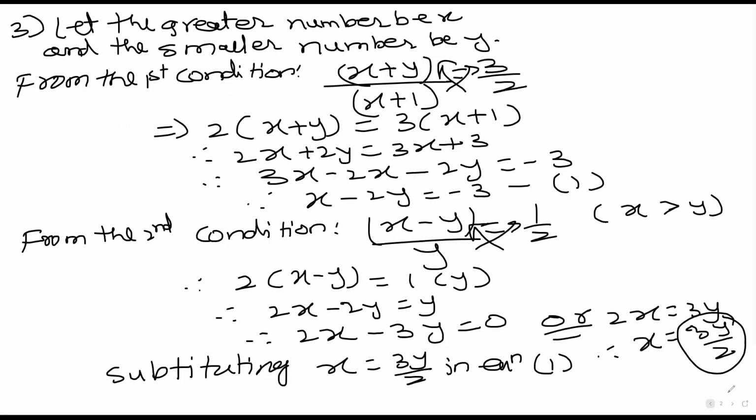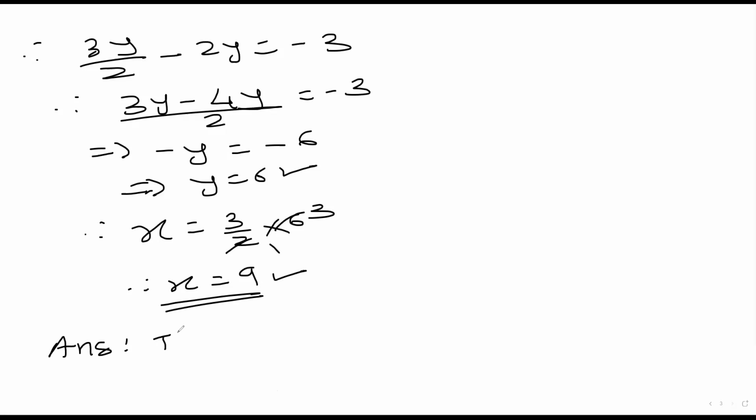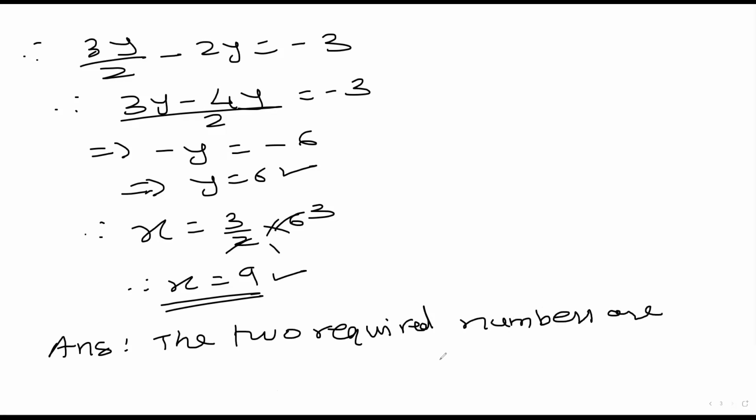Now, once you get the value of y, we have to put it in this one, x is equal to 3 upon 2 into 6. 2 ones are 2, 3s are 9. So x will be 9. Okay, so is it what they want? Yeah, so final answer is, write down, the two required numbers are 9 and 6. You can simply check also, you can verify the answers, but yeah, so this is correct.